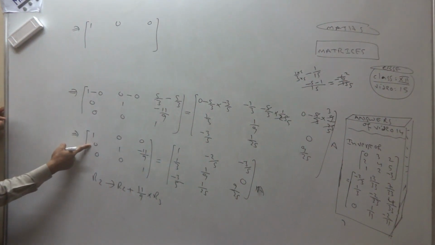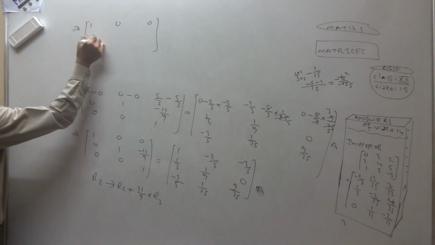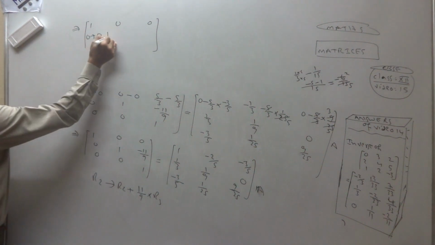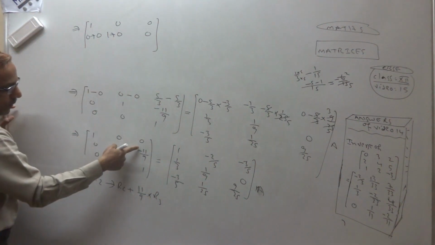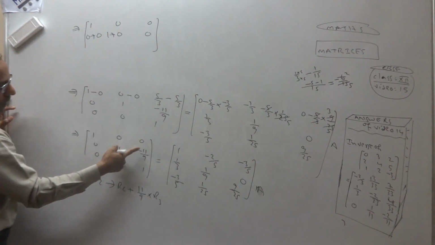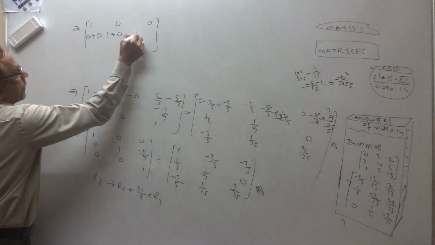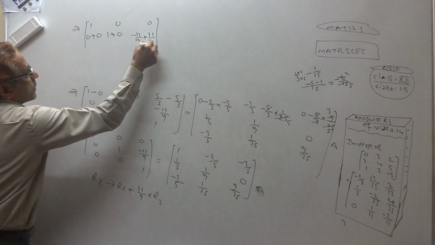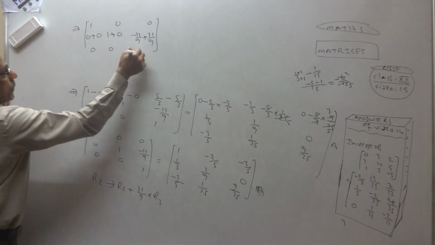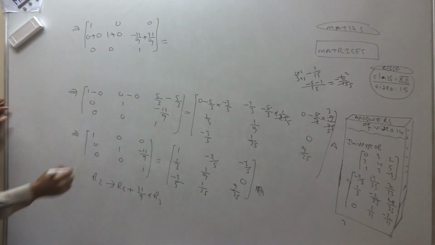R2 plus 11 by 9 into this. So 0 plus 0 only. 1 plus 0 only. Minus 11 by 9 plus 11 by 9 ones are 11 by 9. So now you get 0 here. 0, 0, 1.